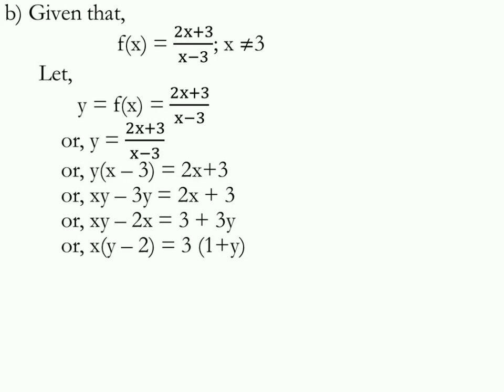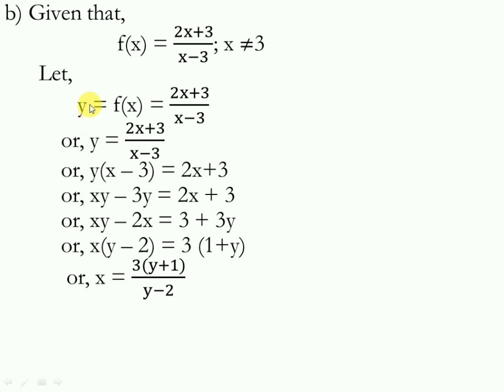Now there was the part y minus 2, that is multiplication with x, so that will come on the right side and becomes division form, because here it is in multiplication form. So what should it be? x equals 3 into (1 plus y) divided by (y minus 2). Now look, we have changed the subject.